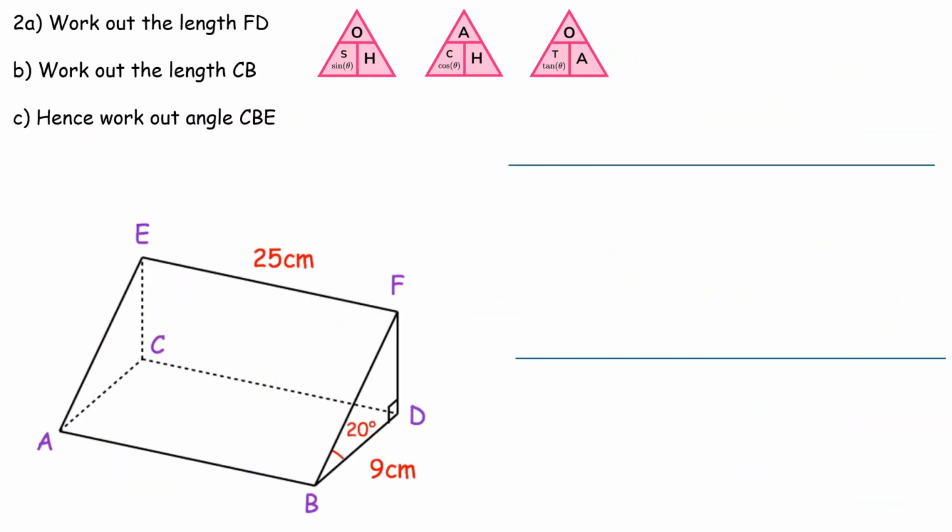Okay, let's have a look at question 2. So 3 parts here. First of all, the first part is saying work out length FD. So FD is here. We're looking at this triangle. I've got B to D to the point F, where my right angle is at the point D. I want to work out the length F to D, so I'm going to call this missing length X. What else do I know? I know that my angle is 20 degrees, and I know that B to D is 9 centimeters.